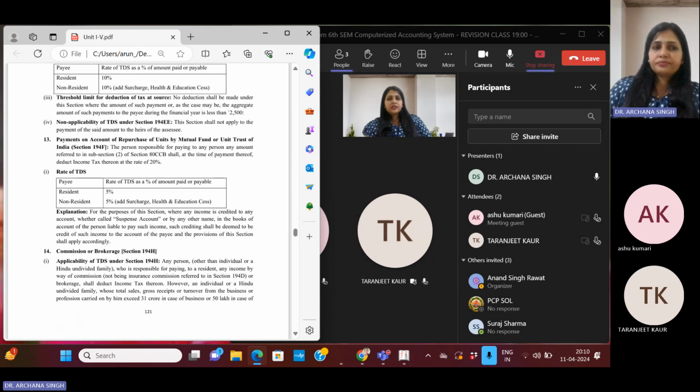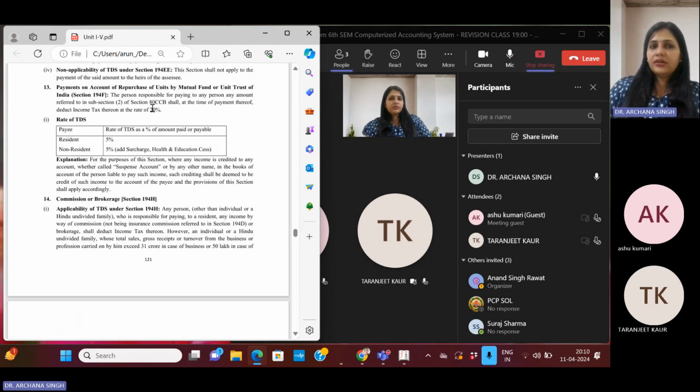Then number 13 is payment on account of repurchase of units by Mutual Fund or Unit Trust of India, according to section 194F. The person responsible for paying any person this amount according to sub-section 2 of section 80CCB, at the time of payment thereof, has to deduct the TDS at the rate of 20%.